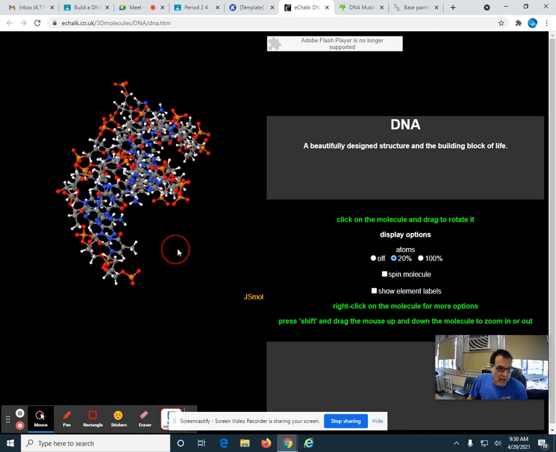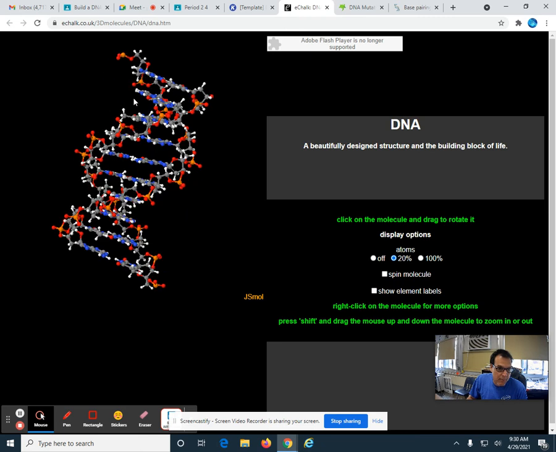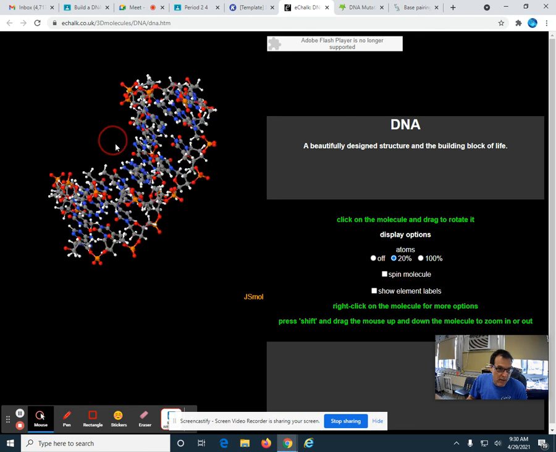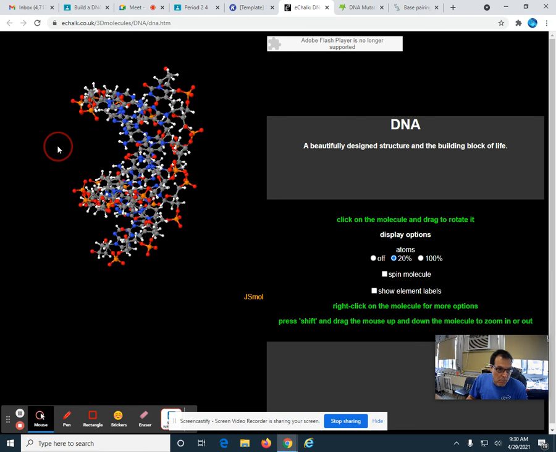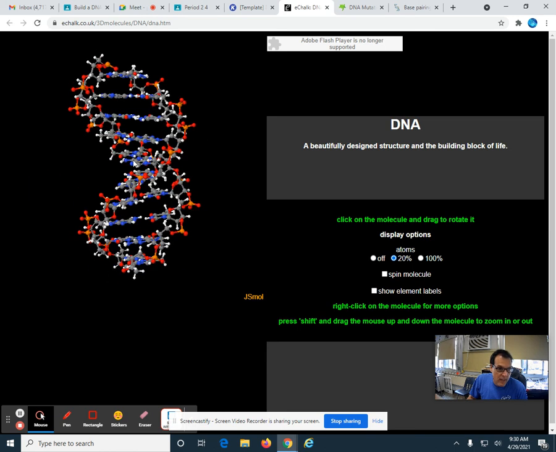And so what we're looking at here, the red and the gray, are kind of that sugar phosphate backbone twisting around. And then down the middle, you've got your blue pieces, which are your nitrogen bases. And again, if you keep twisting that and moving it, you'll get different angles that you can see more easily.